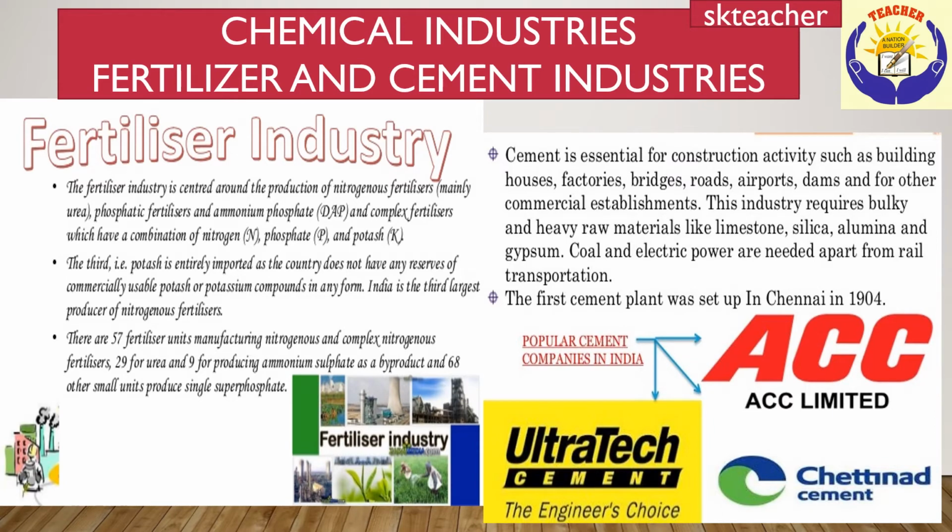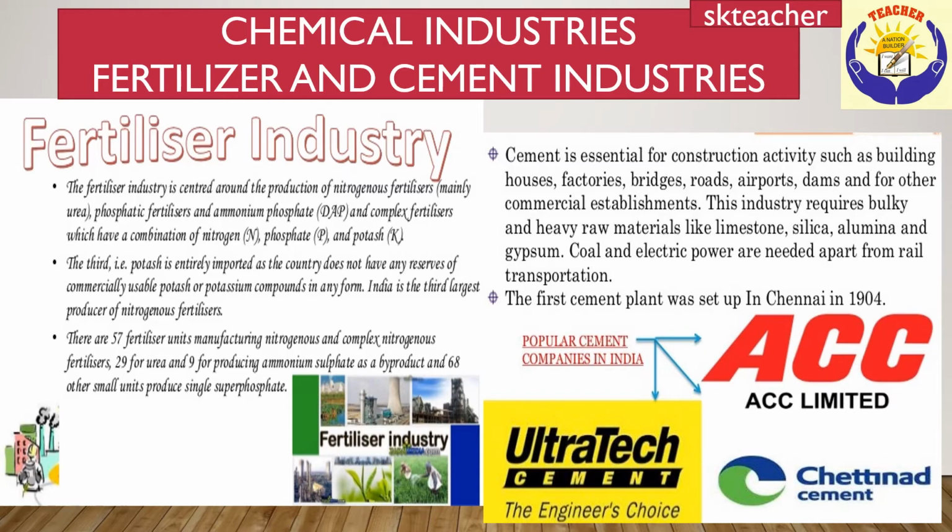The fertilizer industry is centered around the production of nitrogenous fertilizers, mainly urea, phosphatic fertilizers and ammonium phosphate, and complex fertilizers which have a combination of nitrogen, phosphate and potash. The third, that is potash, is entirely imported as the country does not have any reserves of commercially usable potash or potassium compounds in any form.